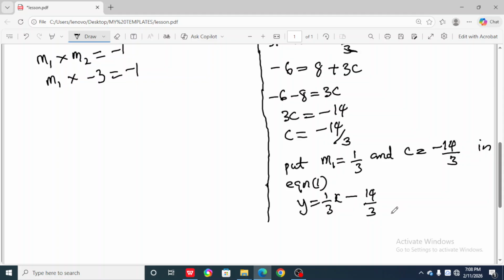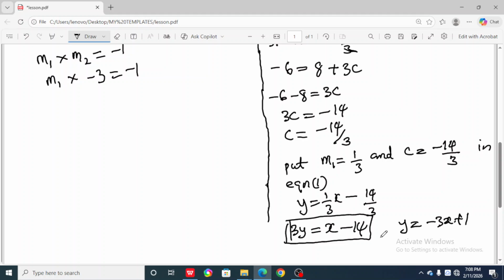This is the equation, but if we feel like writing it in another form, we can multiply through by 3. So we now have 3y equal to x minus 14. This is the equation that is perpendicular to y equals minus 3x plus 1. So this equation is perpendicular to this, and that is what they asked us to look for.